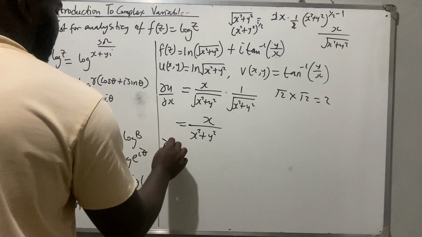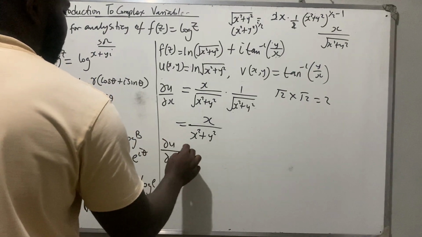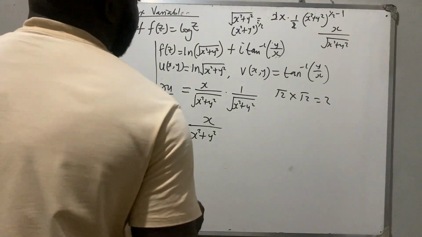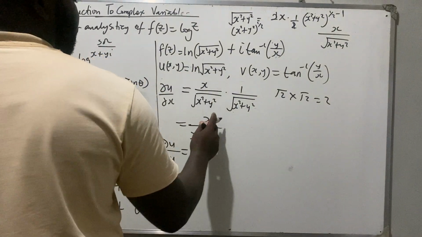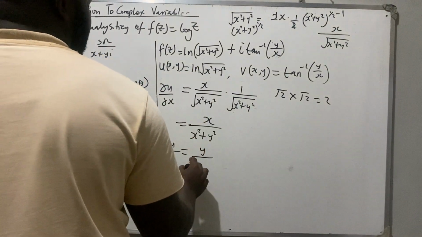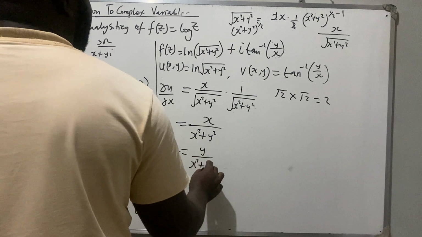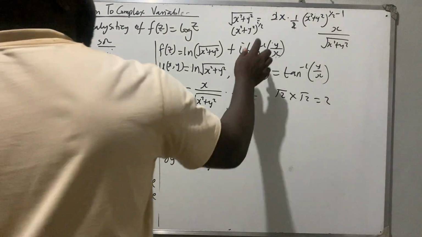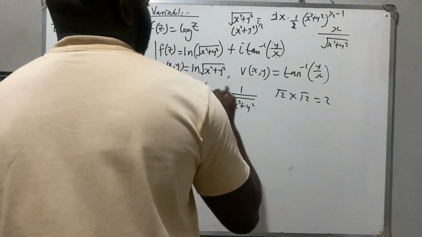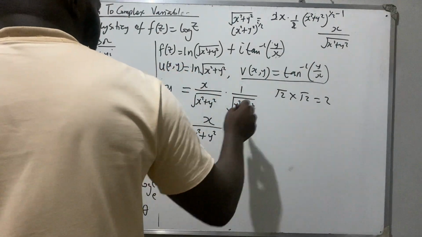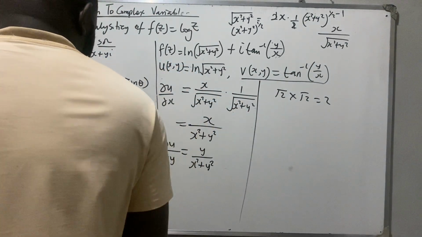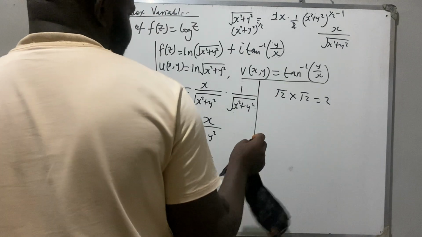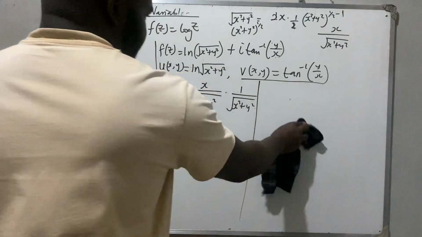So partial u partial y should give us what? The same method. The only thing that will change is that the numerator will now be y over x squared plus y squared. Okay? So it's the same thing. So we move to the next one, which is the other side, which is this side. So moving to this side, I'm going to be having my partial v partial x.